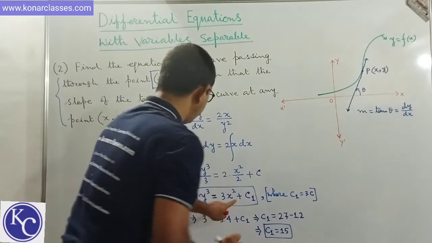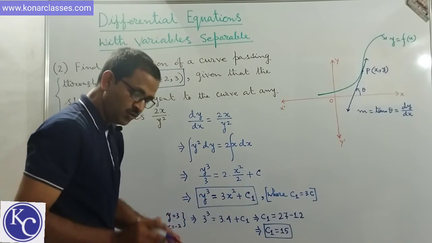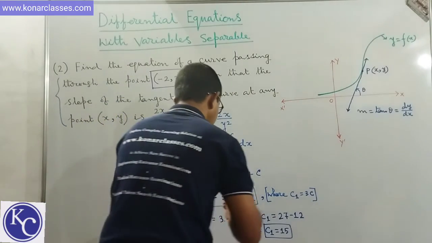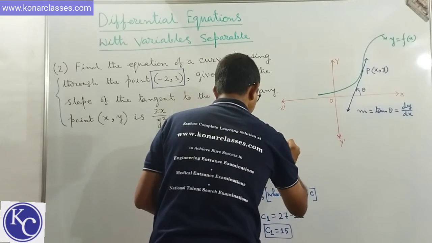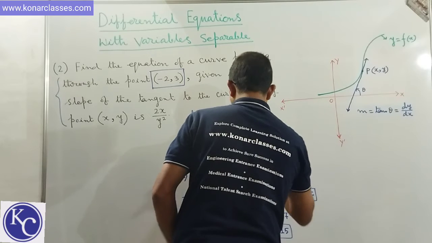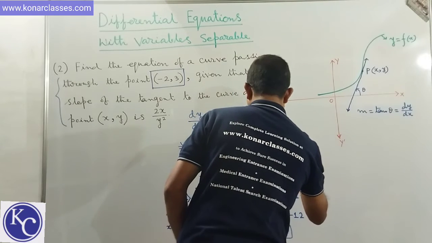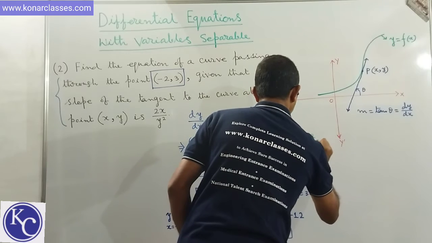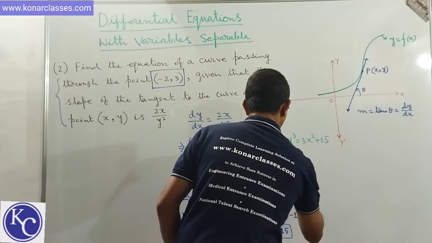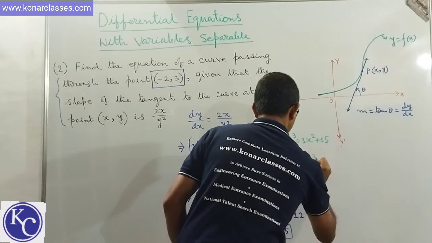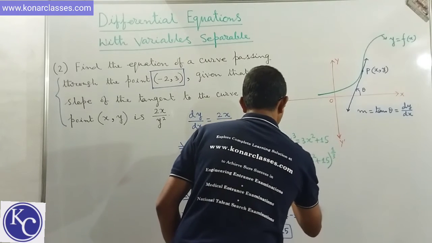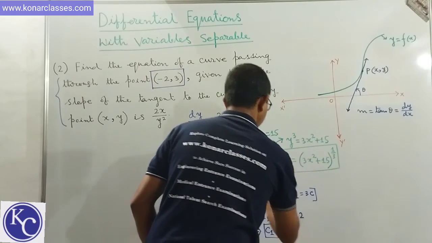Now dear students, if we apply the value of c1 equal to 15, we get a particular solution, that is the specific curve. So how to get it? We will apply c1 equal to 15, and we get the curve as y cube equal to 3x square plus 15, or we can write, this implies y is equal to (3x square plus 15) power 1 by 3. This is the answer to the given question.